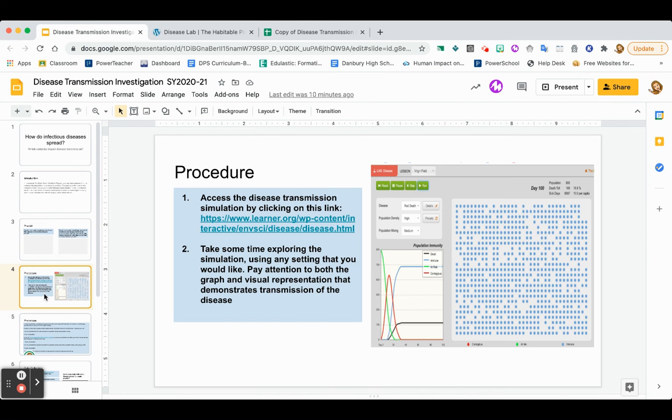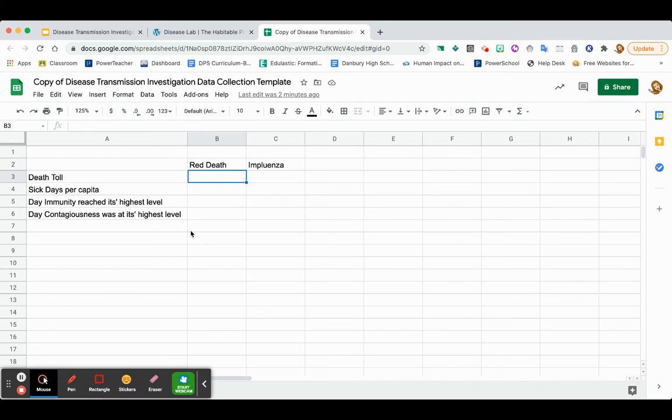So on slide 4, there is a link there, and this is the simulation we'll be using. We will also be collecting data and making a graph in Google Sheets. So when you take a look at your data collection, it will look like this. And you'll notice on the bottom that there are two different tabs.